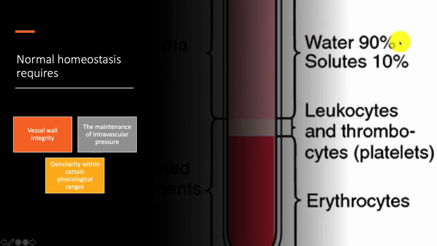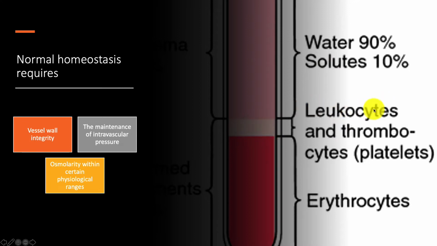We know that 90% of this is water, right? So that means that a lot of this is going to be able to penetrate the walls of the endothelium. And 10% of this is your solutes, right? So this is your glucose, your sodium, your potassium, calcium, things like that. And then we have a small section here, which is your white blood cells, right?